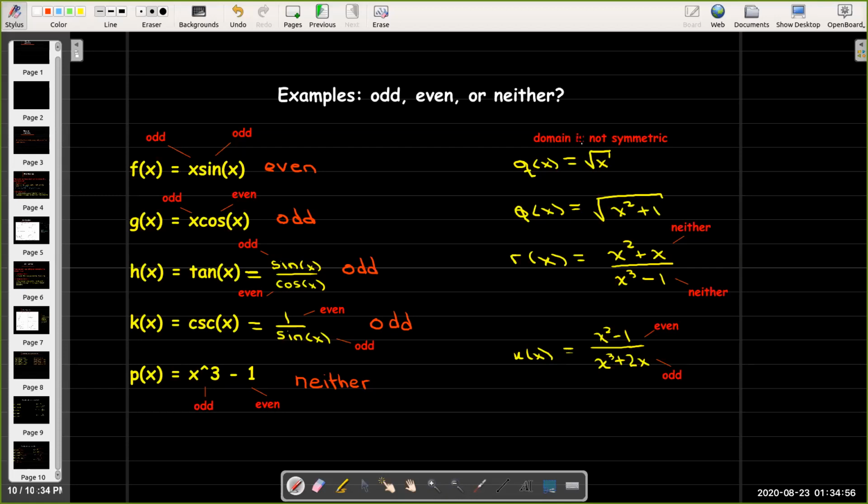Moving into the second column, the function q of x equals radical x. It has as a domain all numbers greater than or equal to 0.